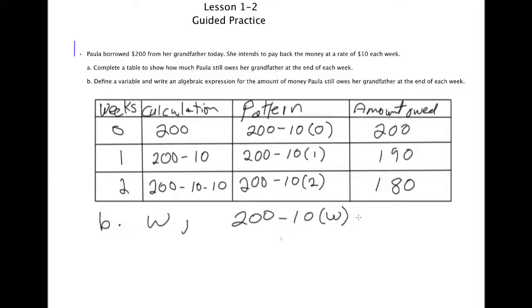We could graph this. You could write it as a linear equation, put it in your calculator, and graph it. We could solve it. If we want to know in how many weeks it will be 0, we could go in here and say 200 minus 10W equals 0. And we could then solve that for W and find out in how many weeks she no longer owes her grandfather any money.